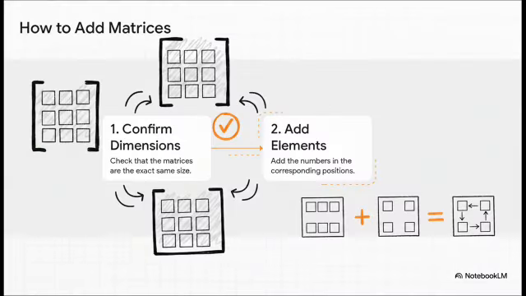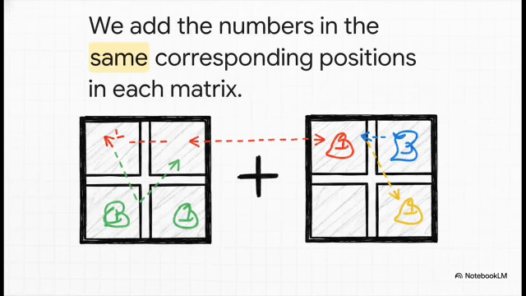So adding matrices, it's a super straightforward 2-step deal. First, you just confirm the dimensions are identical. Once you've got that check mark, you just add the numbers that are in the matching spots in each matrix. Yeah, the whole process is all about those corresponding positions. You take the number in the top left of the first matrix and you add it to the top left of the second. Then you do the same thing for the top right, the bottom left, and so on for every single spot. Each pair gets added together, and what you get is a brand new matrix that's the exact same size as the ones you started with.